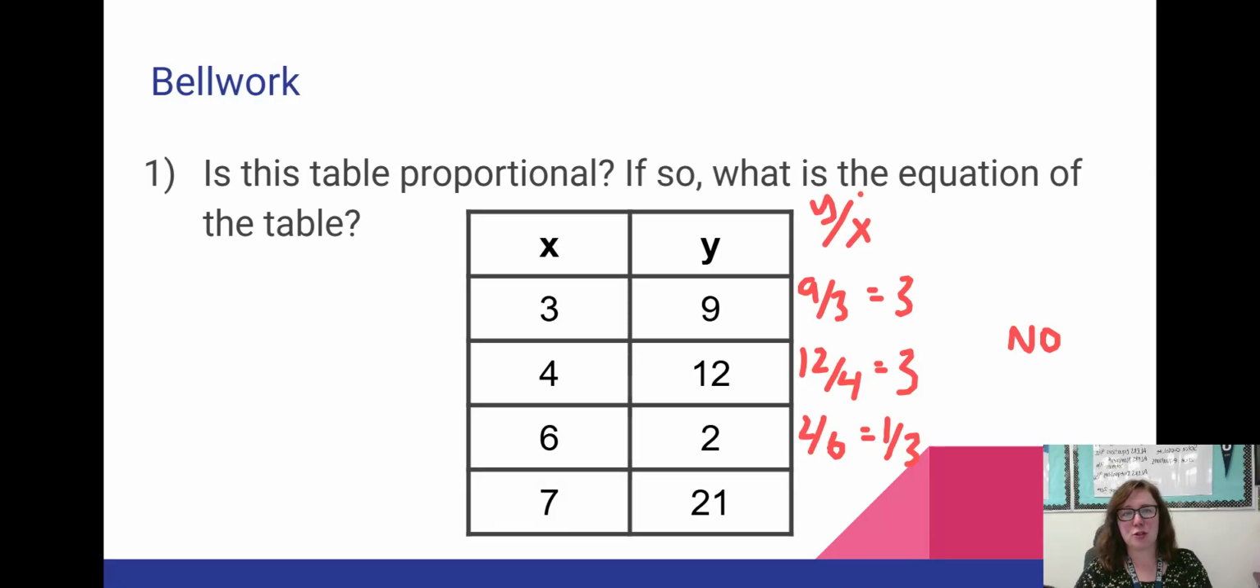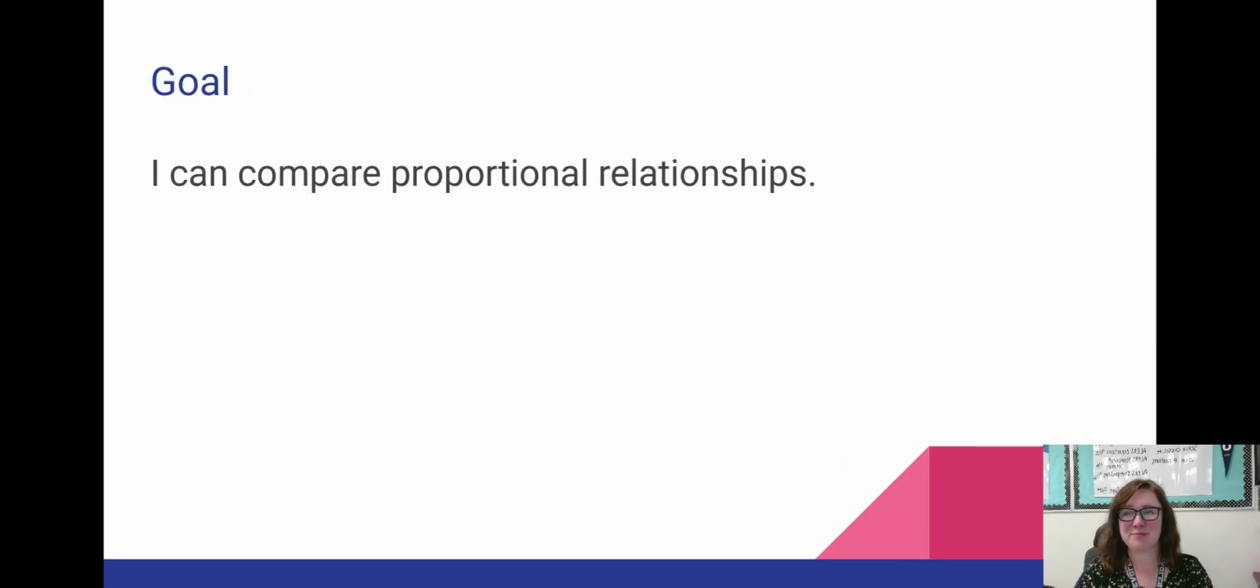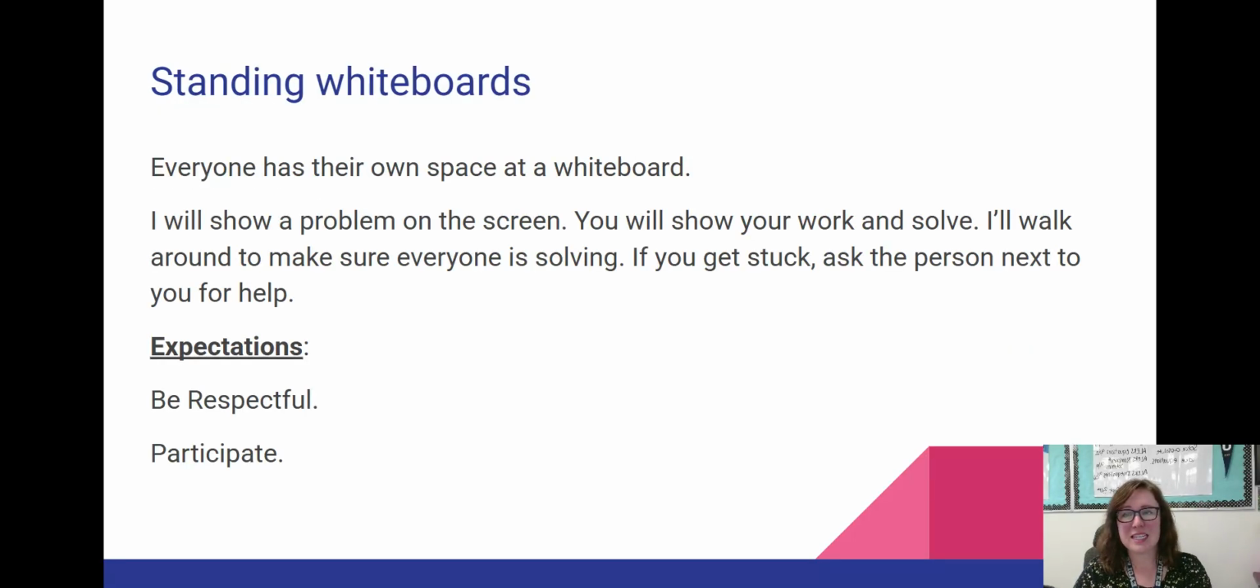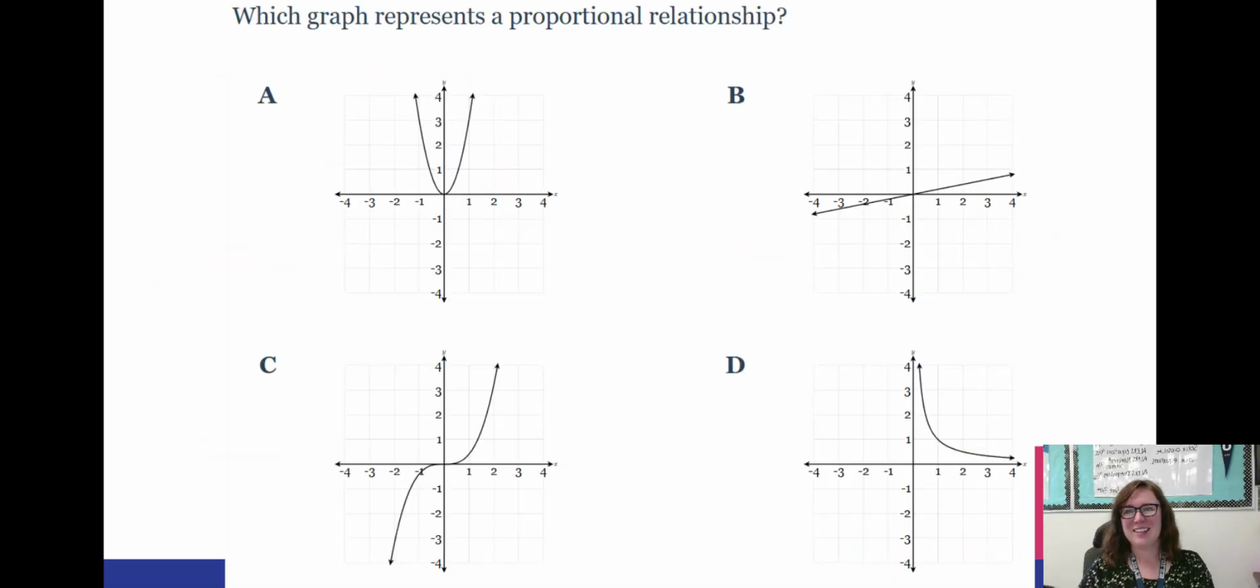And because it's not proportional, I don't have to write the equation of the table. Our goal today: I can compare proportional relationships. So, some standing whiteboard practice. First, which of these is a proportional relationship? Straight line through 0, 0 for a graph, so B.